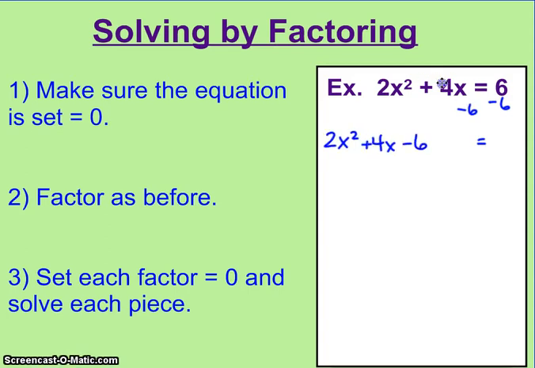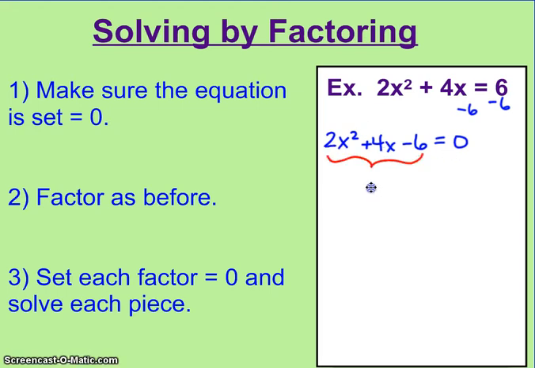Now notice you do not subtract the 6 from either the 4x or the 2x squared because they are not like terms. 6 does not have an x on it, therefore we cannot combine it with 4x. And then 6 minus 6 results in a 0. So what you're looking for here is you always want to make sure the equation is set equal to 0. So we are going to factor this side of the equation right now.